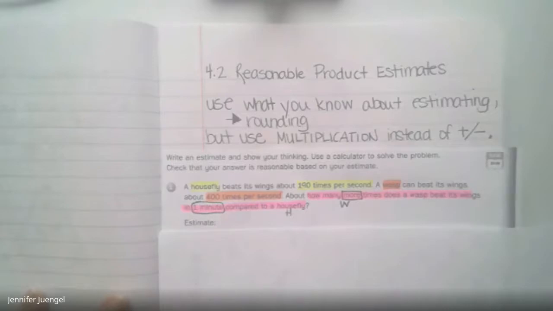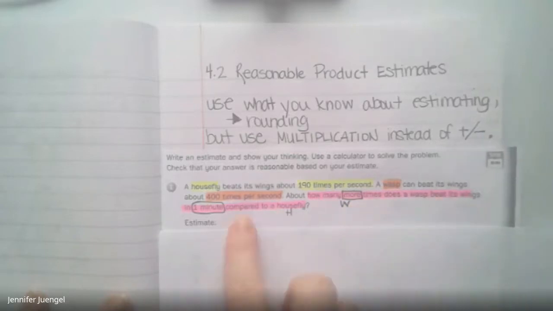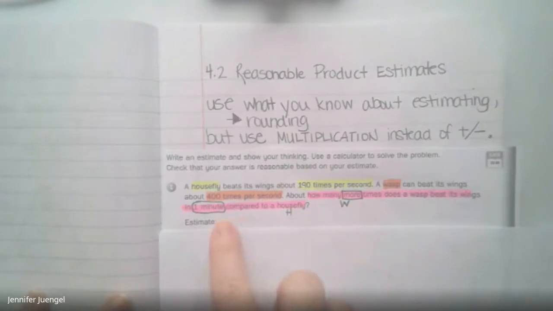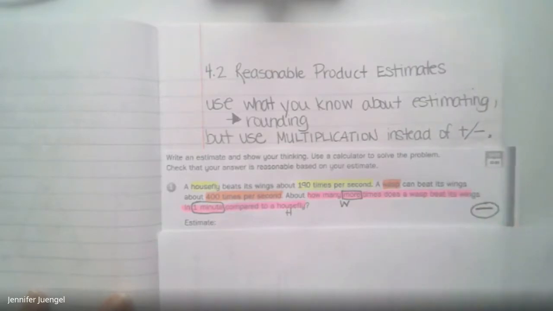Then I went back and I noticed the question says, how many more times does a wasp beat its wings compared to, that means more than, a housefly. So when I hear more than, I know that this problem is also going to require subtraction. More than means that one is going to be bigger and one is going to be smaller. So I know we're going to use multiplication.